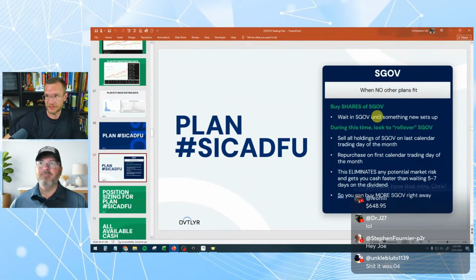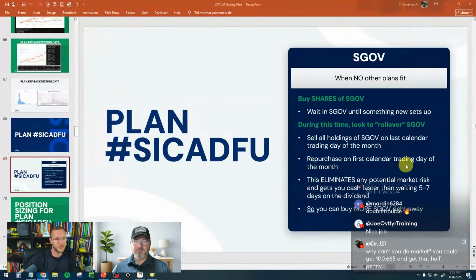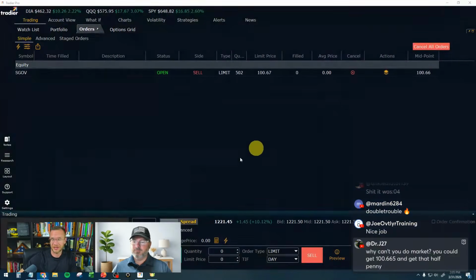We're in SGOV, right? Wait in SGOV until something new shows up. So now what we're going to do is the SGOV rollover today. We're going to sell all holdings of SGOV on the last calendar day of the trading month.